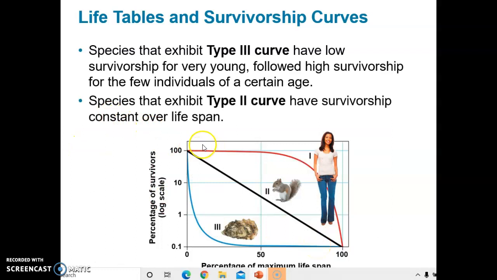Species that exhibit the type 2 survivorship curve, right here in the middle, have survivorship and mortality that's fairly constant over the lifespan. Again, smaller mammals are characteristic of that, and things like reptiles and amphibians as well.